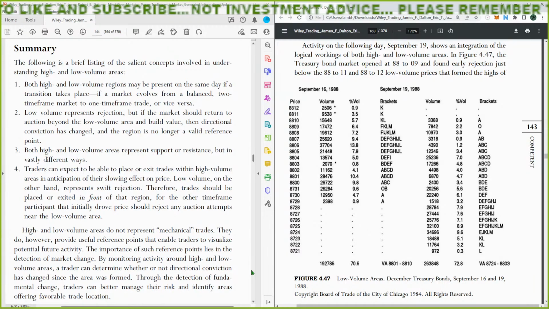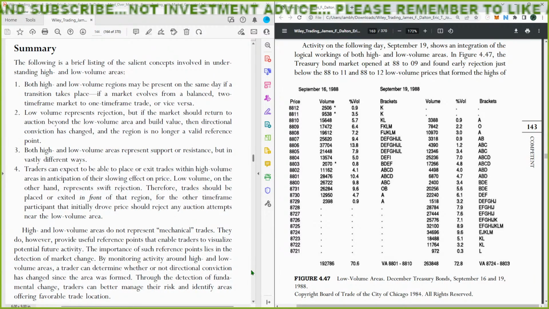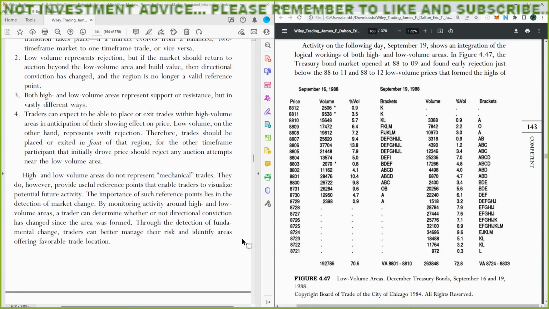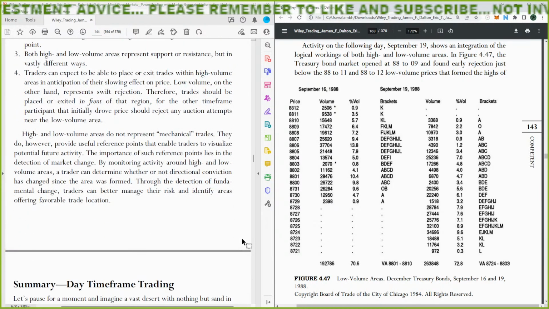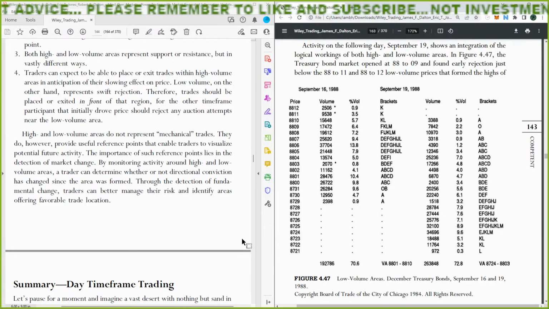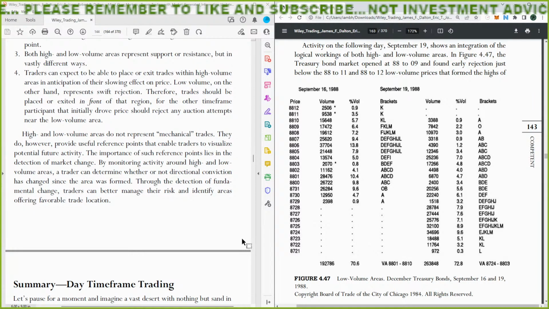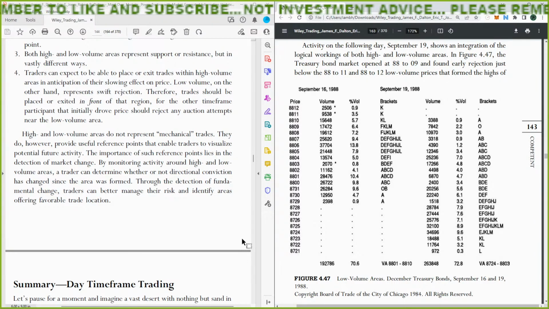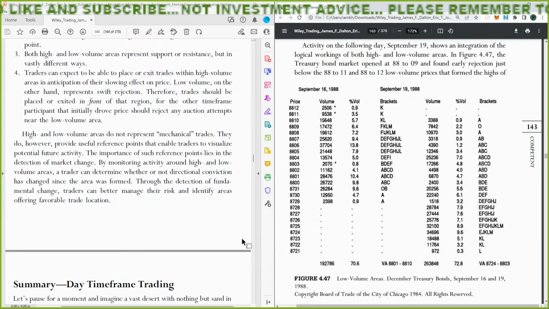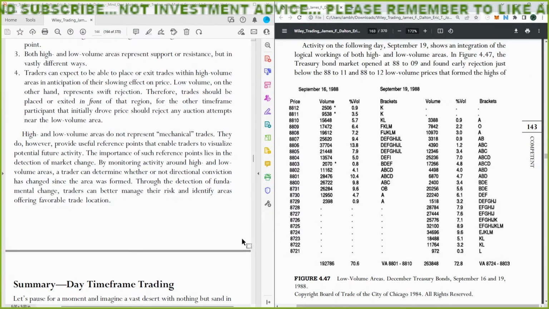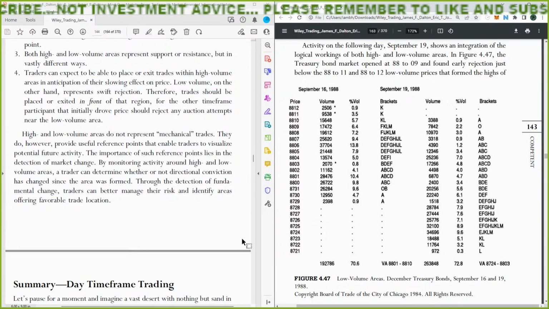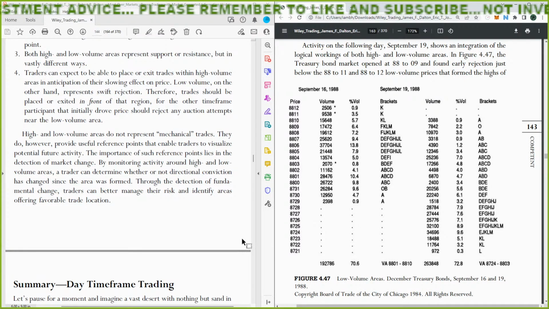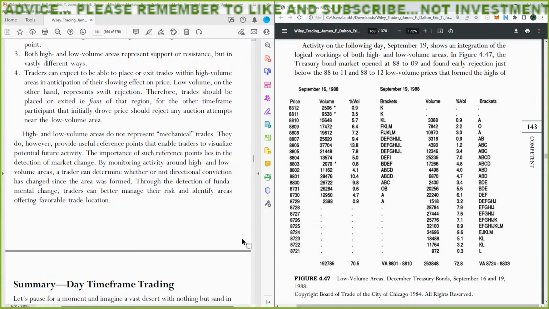Number 3, both high and low volume areas represent support and resistance, but in vastly different ways. Number 4, traders can expect to be able to place or exit trades within high volume areas in anticipation of their slowing effect on price. Low volume, on the other hand, represents swift rejection. Therefore, trades should be placed or exited in front of that region, or the other time frame participant that initially drove price should reject any auction attempts near the low volume area.